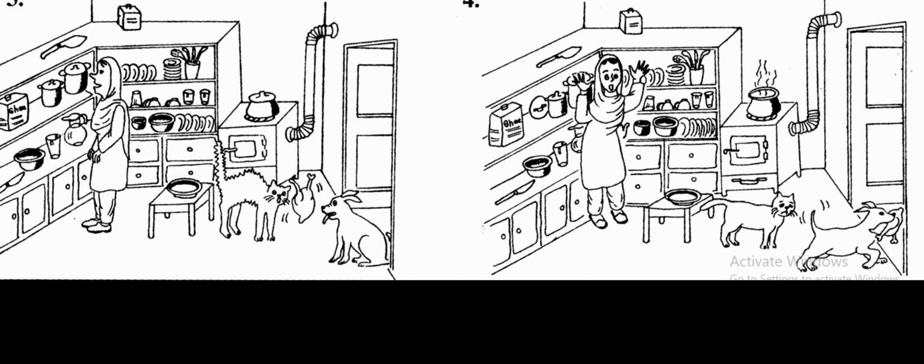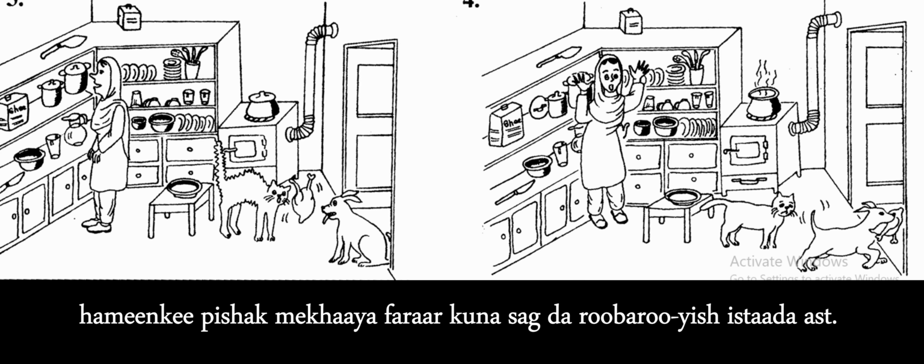Okay? So, امی که پشک میخواه فرار کنه سگ در روبرویش ایستاده است. Okay. امی که پشک میخواه فرار کنه سگ در روبرویش ایستاده است. I mean که we just talked about it. It means as soon as the cat wants to, میخواه, it means wants to فرار کنه, wants to run away, سگ در روبرویش ایستاده است. The dog is standing in front of him. در روبرویش means in front of him.